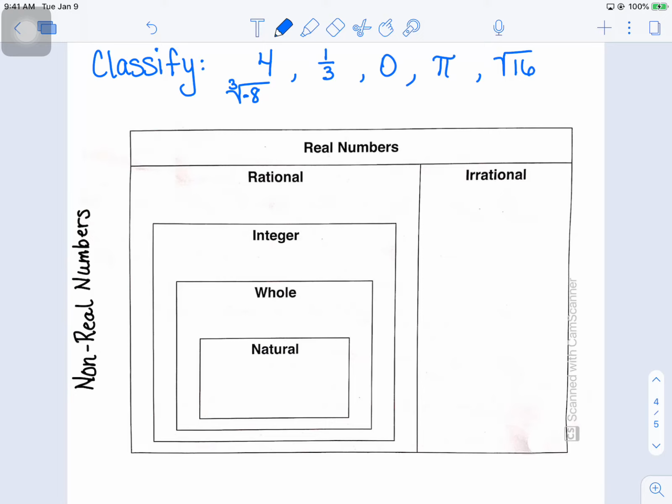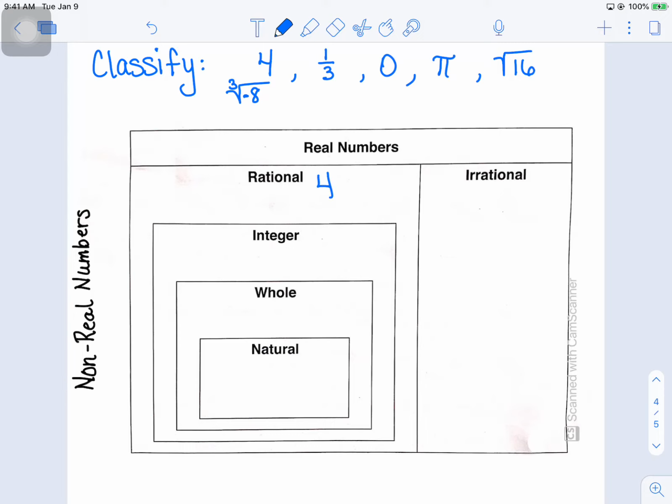So all of the things we're going to talk about are real numbers here, and we have rational and irrational. Those are two big, broad topics. So when you look at a number first, you're going to ask yourself, is it rational or irrational? So irrational, we know, cannot be written as a fraction, where rational numbers can. So let's start with number 4. So the number 4, can we write it as a fraction? Yeah, 4 over 1. So we know it's rational.